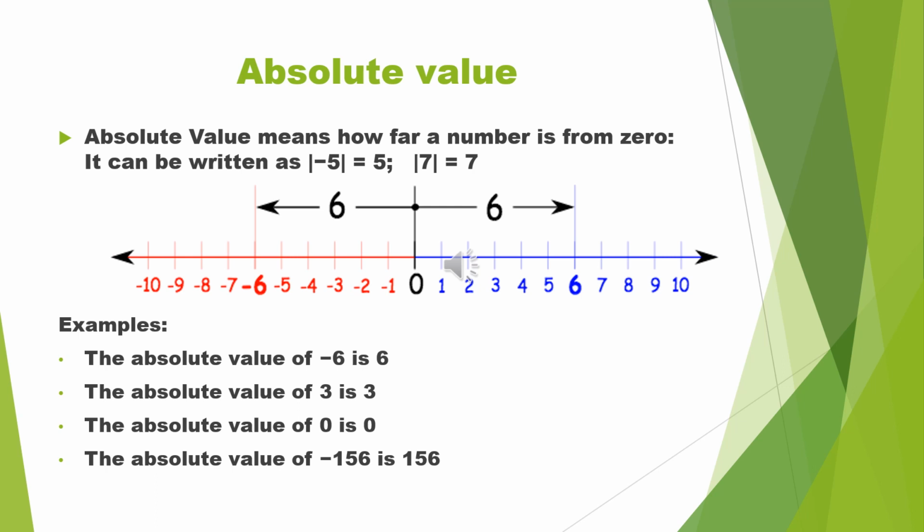Some examples are given here. The absolute value of minus 6 is 6. The absolute value of 3 is 3. Again, the absolute value of 0 is 0, because 0 is neither positive nor negative. It has no sign at all. So the absolute value of 0 is 0 only. The absolute value of minus 156 is 156.